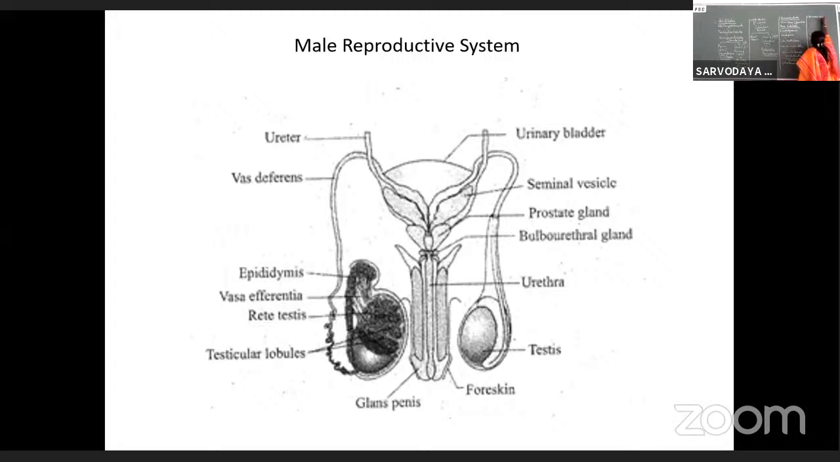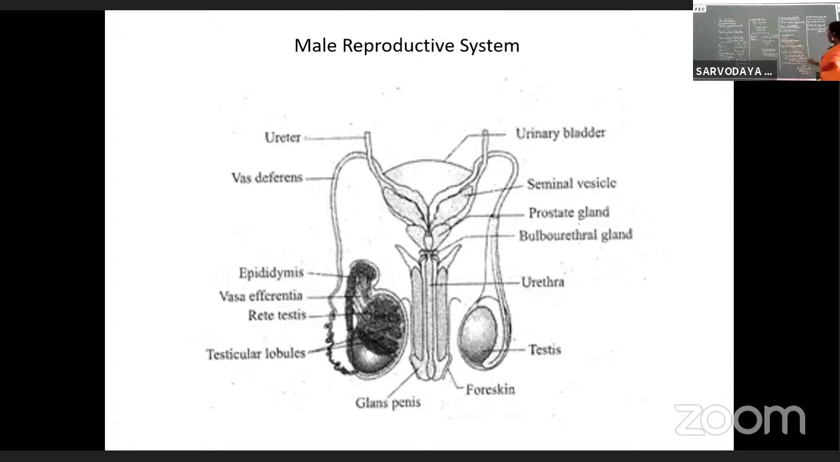The next part we have to learn is accessory glands. How many accessory glands are present? One is called the seminal vesicle. The second one is the prostate gland. The third one is the bulbourethral gland. So all put together, they are referred to as the accessory glands.